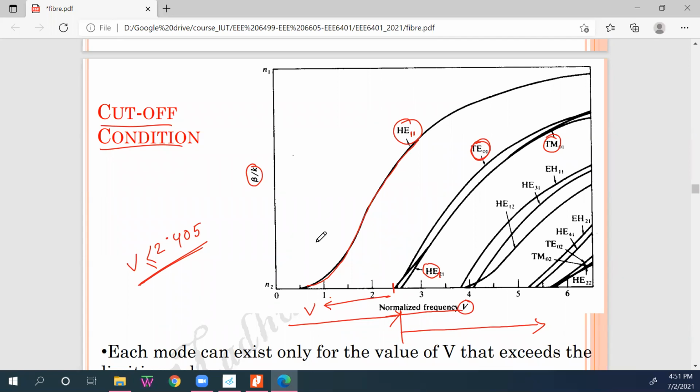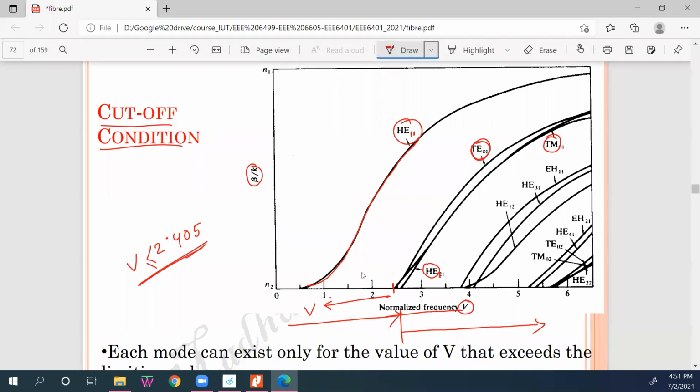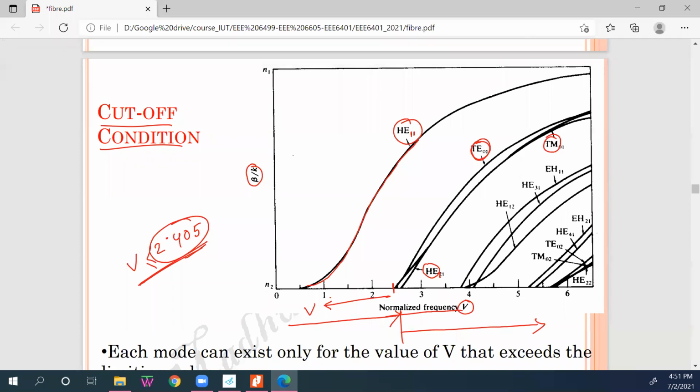Okay. Yes, sir. We will do. And so this is actually our V parameter. So remember this value 2.405, V equal to 2.405. Okay.